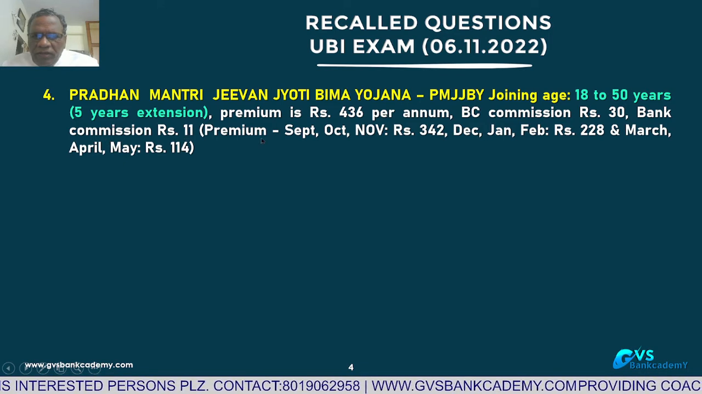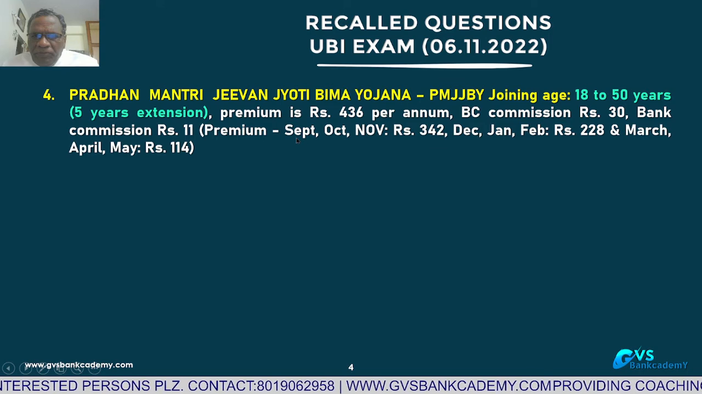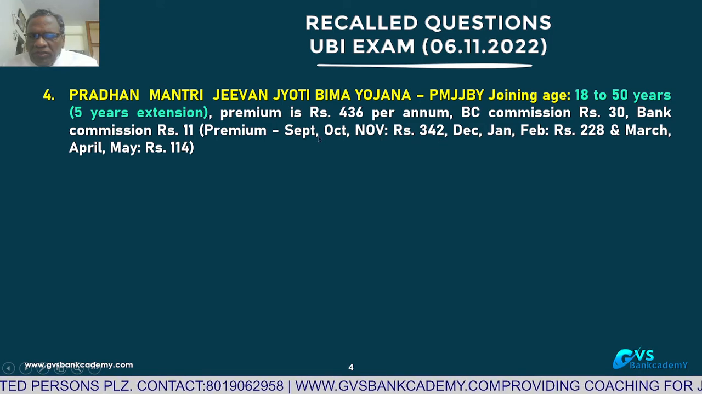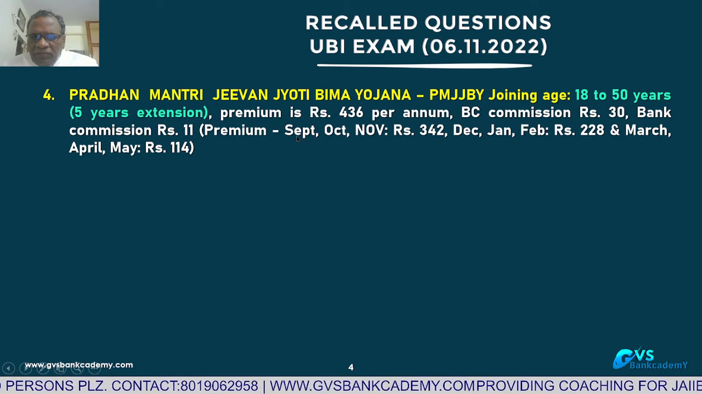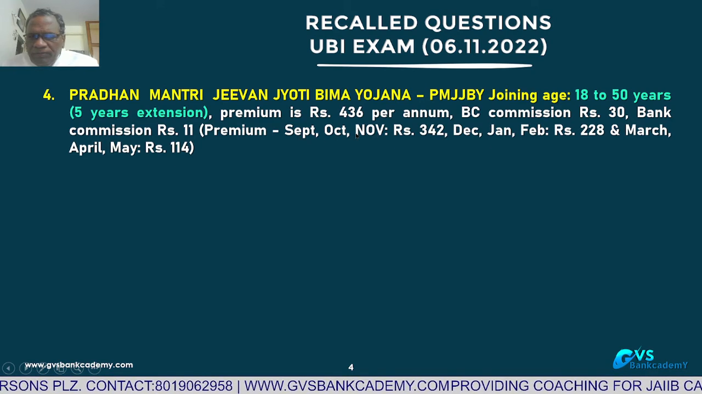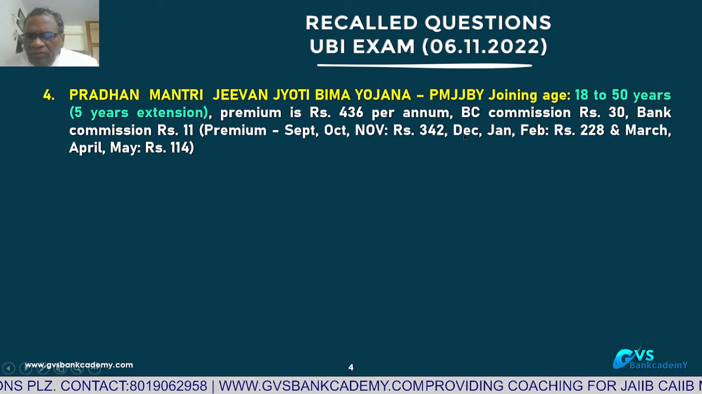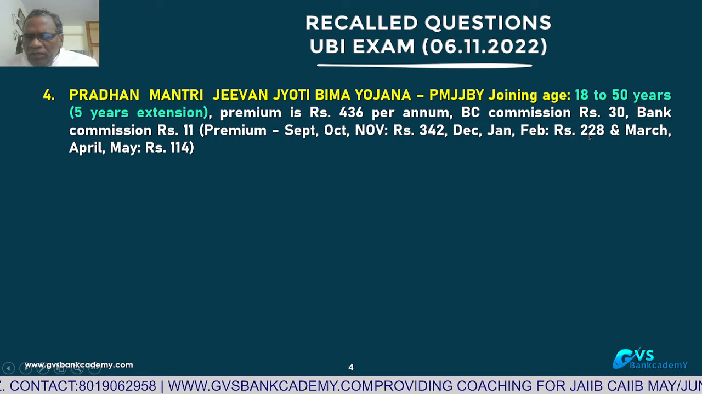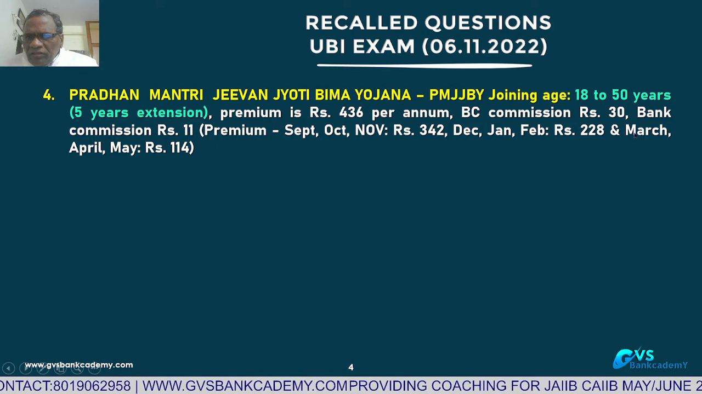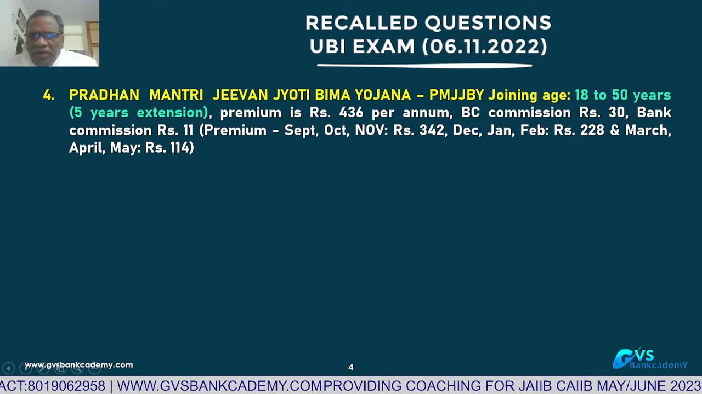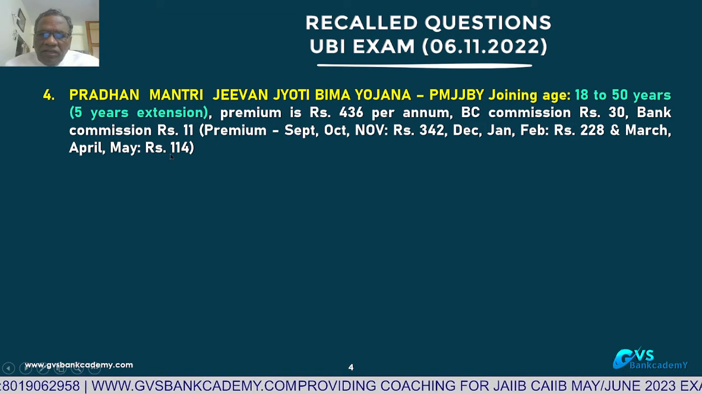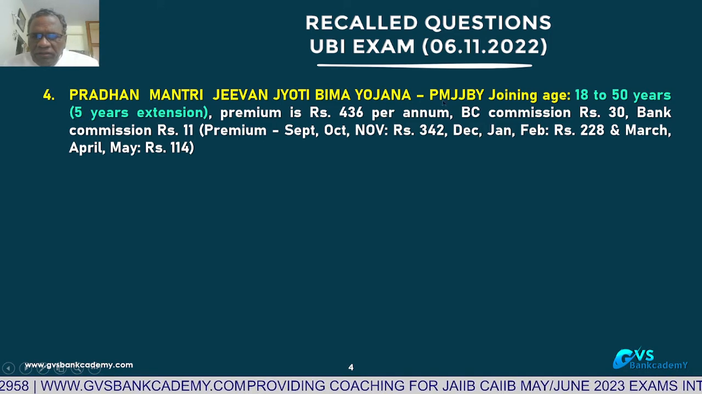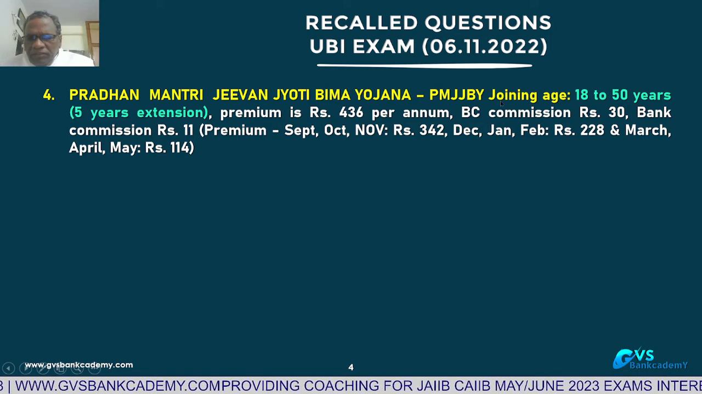If the member is joining in September, October, November, the premium is 342. If the member is joining in December, January, February, 228. If the member is joining in March, April, May, 114. Overall, this PMJJBY is important.